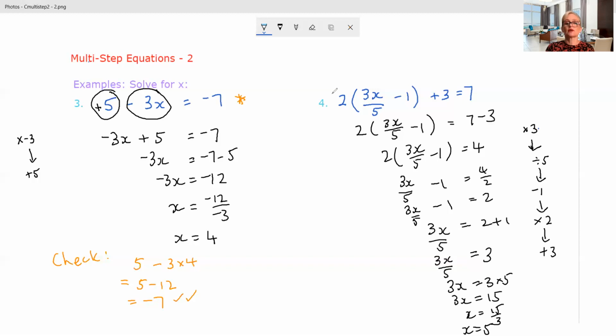Let's check. Let's do our little check. Okay, 2 times. So we got x is 5. So 3 times 5 on 5 minus 1. Well, we're lucky here in that the 5's cancel. So what we've really got here is 2 times 3 minus 1, which is 2 plus 3... I mean, 2 times 2 is 4, plus 3 is 7, and we're all good.